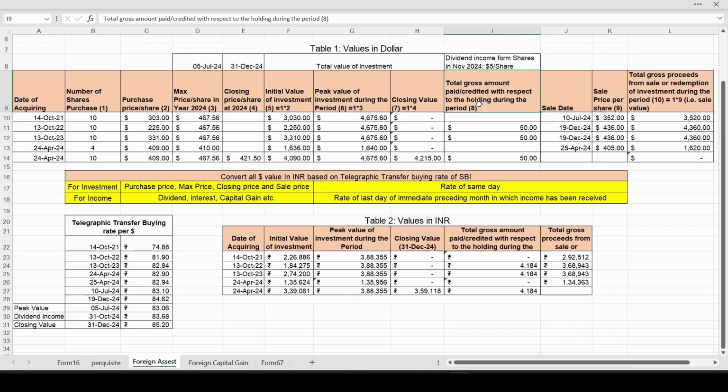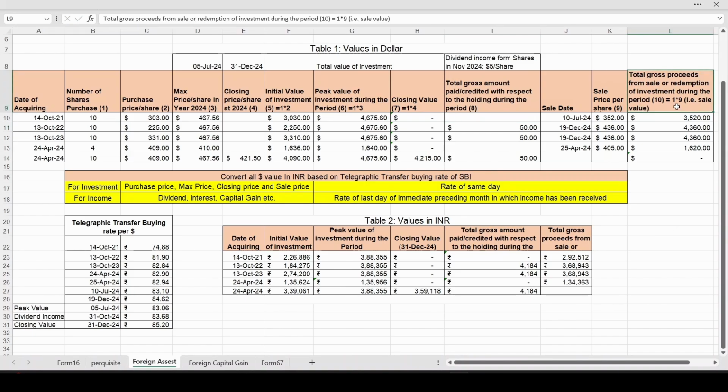Next is the total gross amount paid or credited with respect to the holding, that is dividend income. The person received dividend income of $5 per share in the month of November. So the first and fourth entries have been sold before November. So dividend would be received on the second, third and fifth entries. So the dividend value would be the number of shares multiplied by $5 per share.